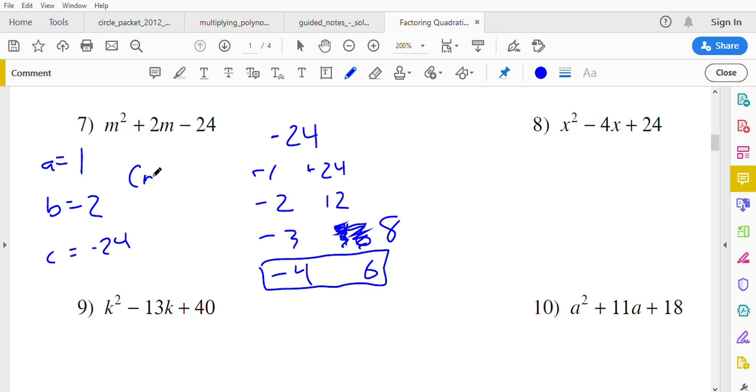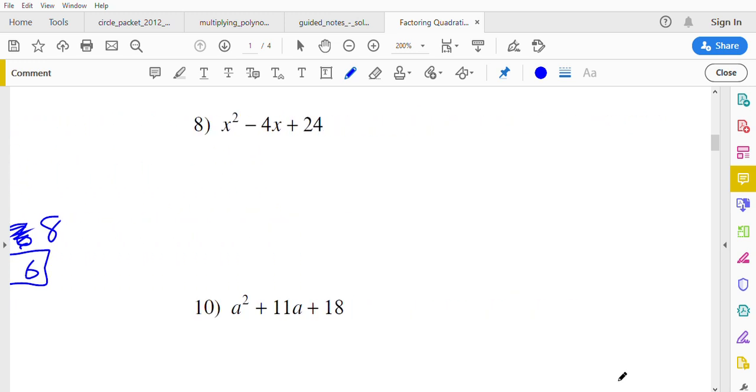So what am I going to get? M minus 4, M plus 6. Okay? Moving across, oh, that actually gave us x's. So again, a is equal to 1, b is equal to negative 4, c is equal to positive 24.